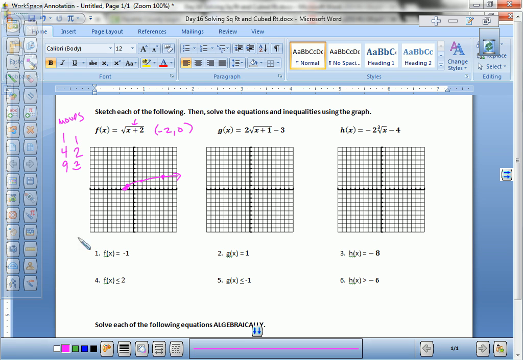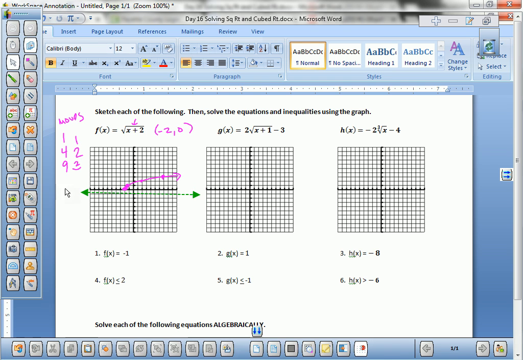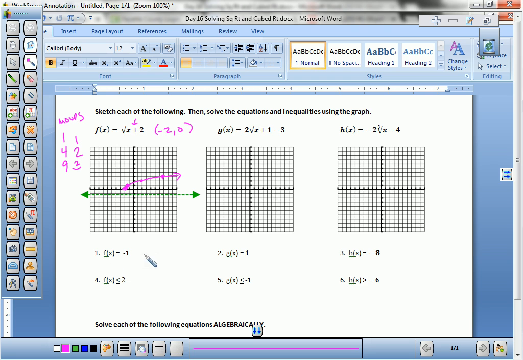Okay, so now let's take this graph and answer these questions. The first one's kind of silly. It says, where does the function equal -1? Well, let me draw in my little line at -1. And let's talk about where it equals -1. Does it ever touch this line? No. So you can say never, no solution.